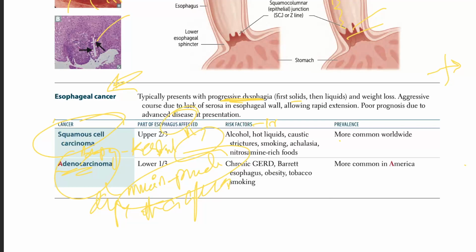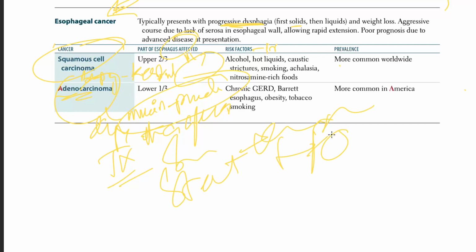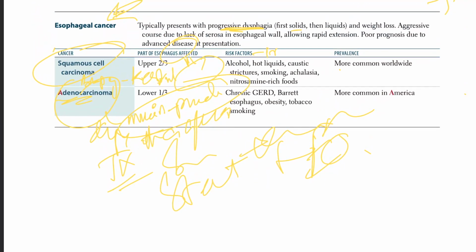And for treatment purposes, you can just think about surgical removal, chemo, radiotherapy, and also stent placement to keep the esophagus open. Okay, so that's all for today.